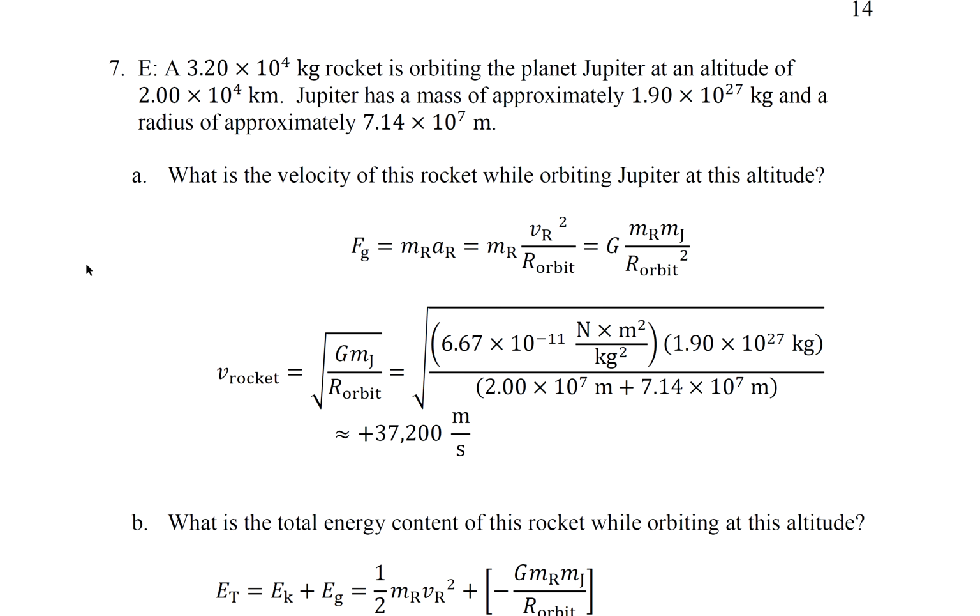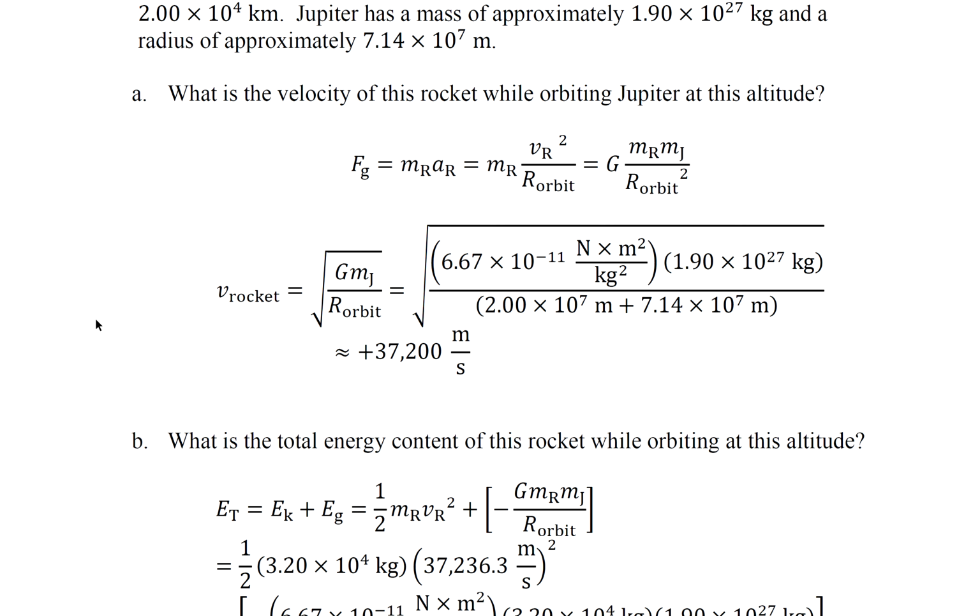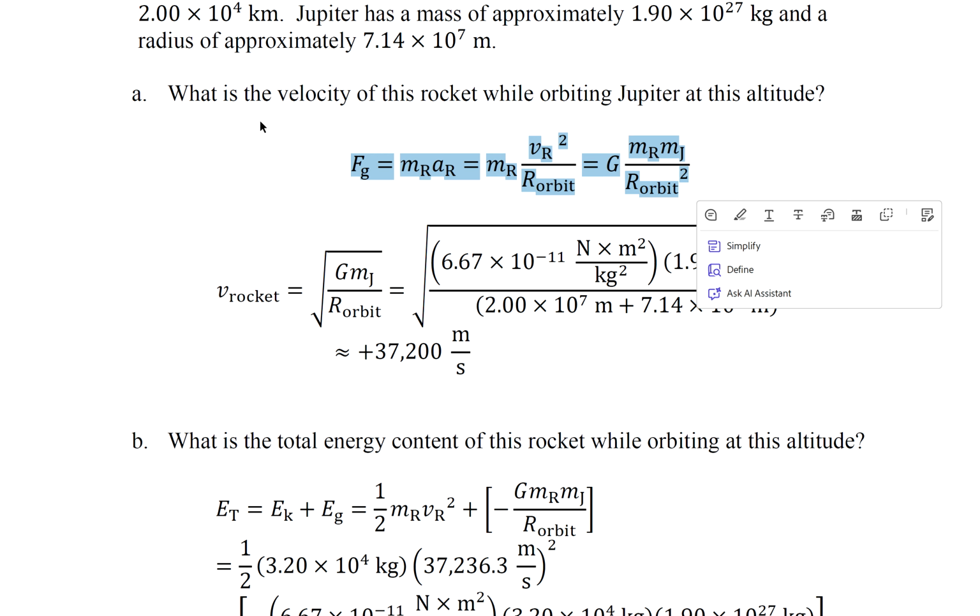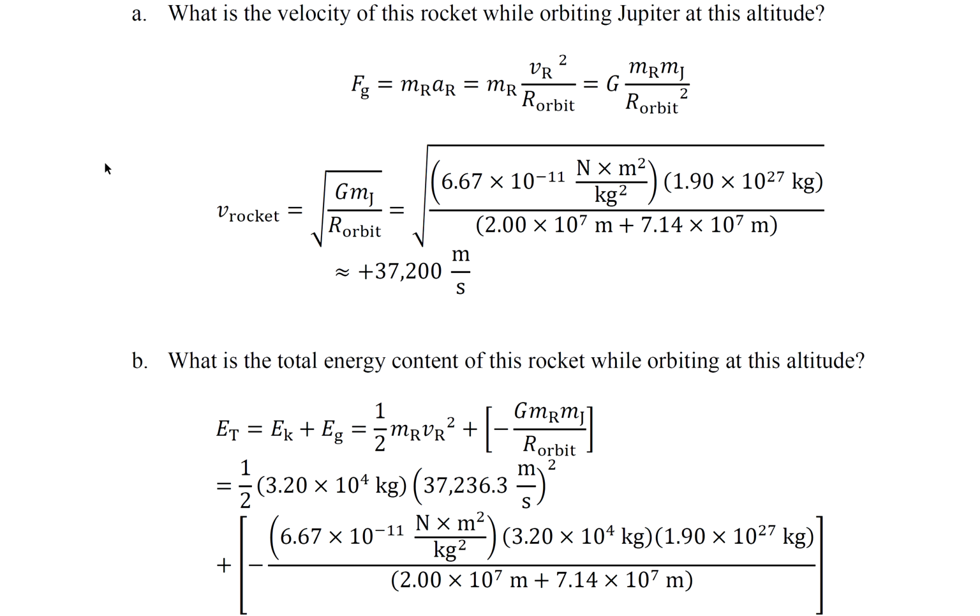Question 7. A rocket is orbiting the planet Jupiter at an altitude of this. Jupiter has a mass of this and a radius of this. What is the velocity of this rocket while orbiting Jupiter at this altitude? So F equals ma equals mv squared over r equals GMm over r squared. Solve for V.